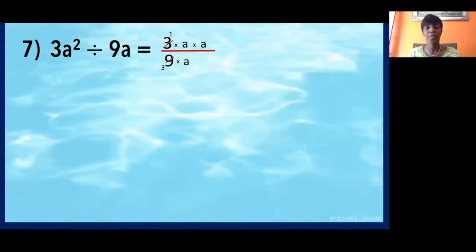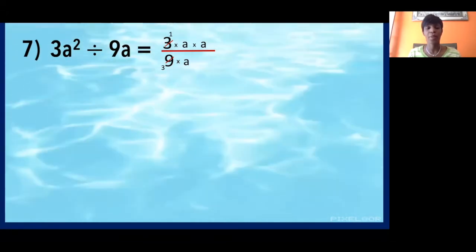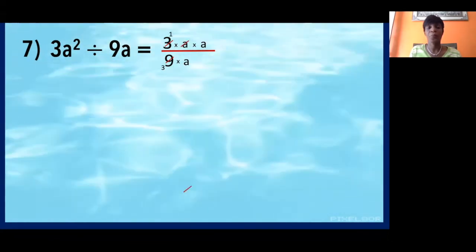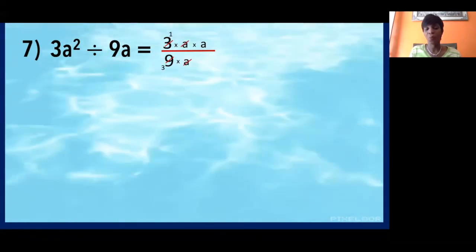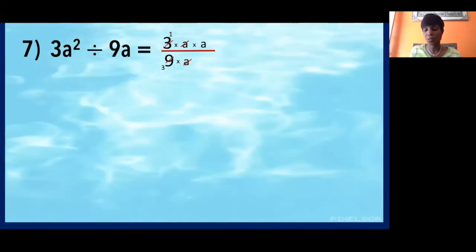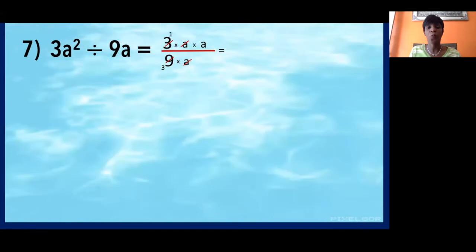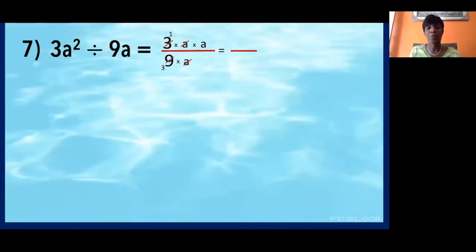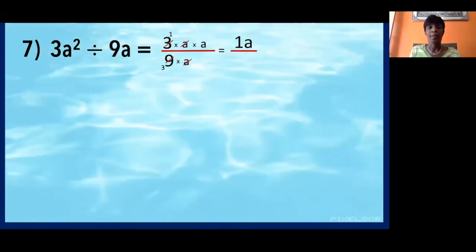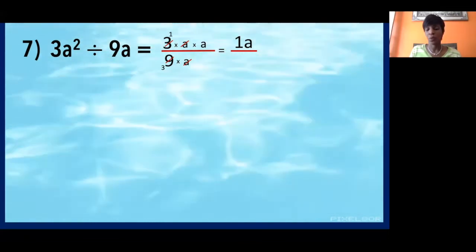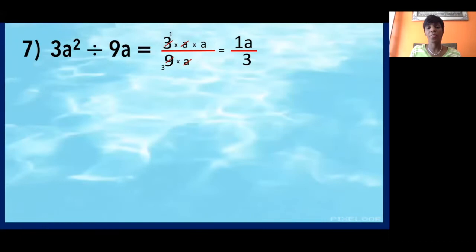Now we're going to look at a. Do I have an a at the top and an a at the bottom? Yes, I do. So I can cancel those out, a with a. And now we cannot do any more canceling out. So it's time for us to reveal our answers. What do we have at the top? We have 1 and we have an a, so it's 1a. Now let's look at the bottom. We only have 3. So it'll be 1a over 3.